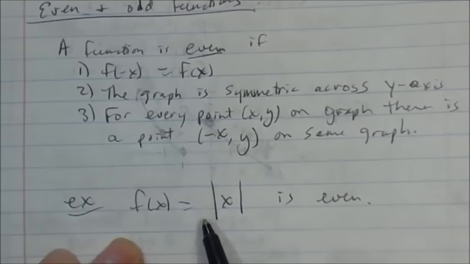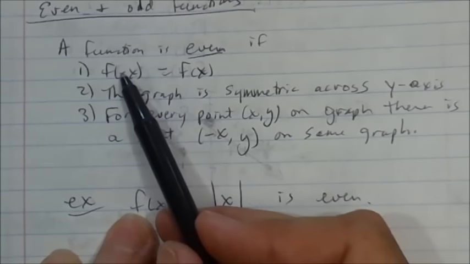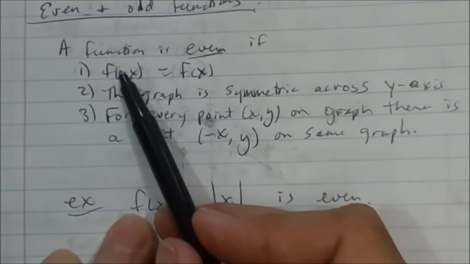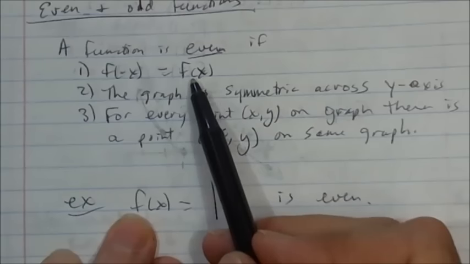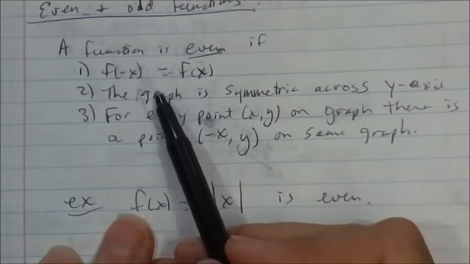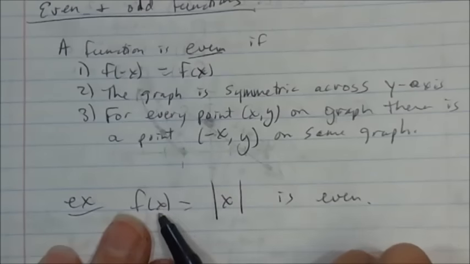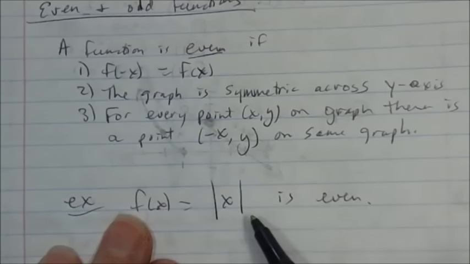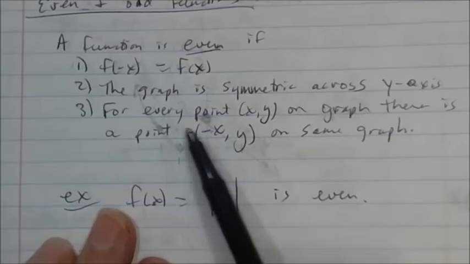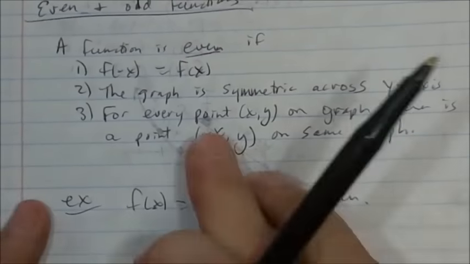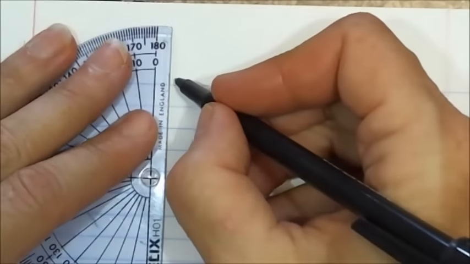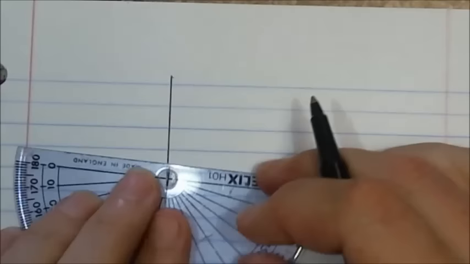It's even because no matter what, if you put in f of -x, you're always going to come out with f of x. Like if you do f of -3, f of -3 is always equal to +3. And the graph is symmetric across the y-axis. I'll show you what the graph of y equals absolute value of x looks like. I think you might remember from last year.